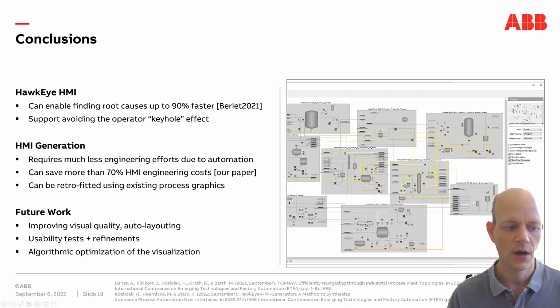In the future, we plan to improve the visual quality of the generation, to improve the auto layouting, so that we have less visual clutter in the diagrams. And then we also want to perform a lot of usability tests with plant operators and refine the visualizations based on them. There could be also some algorithmic optimizations of the visualization by, for example, eliminating those page connectors and then directly drawing the piping lines between the different elements. That's what we are still working on.